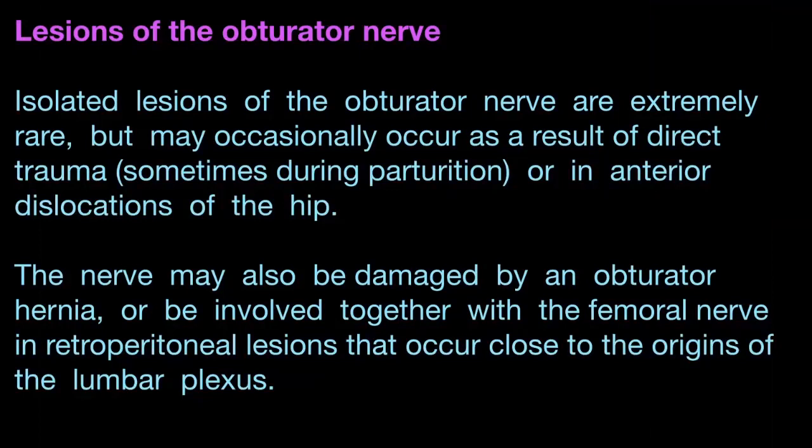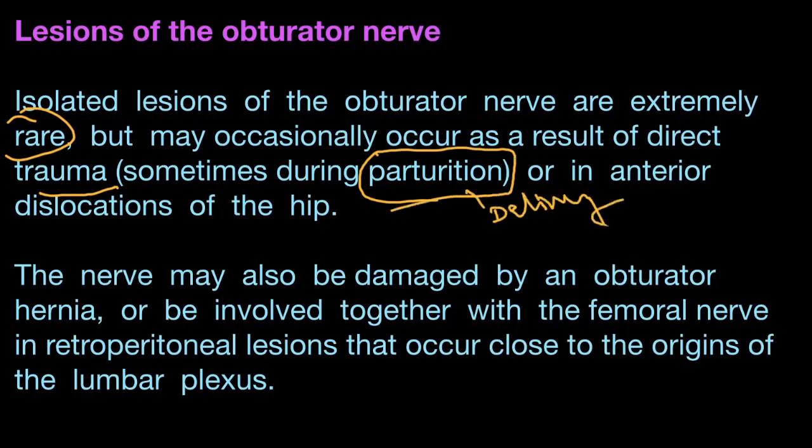Coming to the lesions, isolated lesions of the obturator nerve are extremely rare, right? Isolated lesions may occasionally occur as a result of direct trauma, sometimes during parturition, that means during delivery, or in anterior dislocation of the hip, right? The nerve may also be damaged by obturator hernia. Okay, this is most important, though this hernia is very rare.